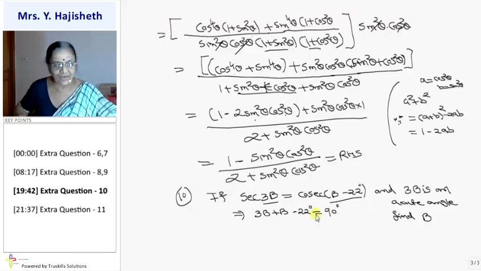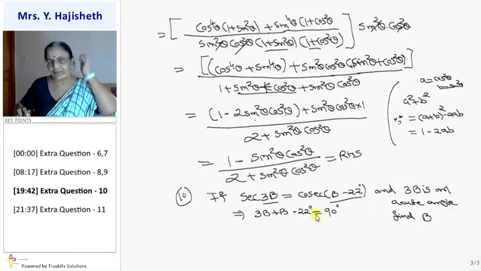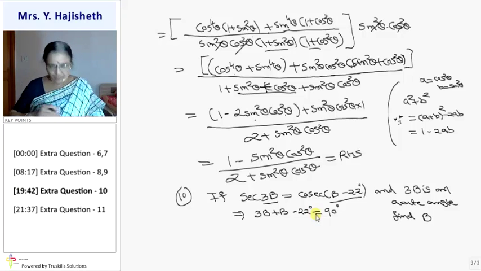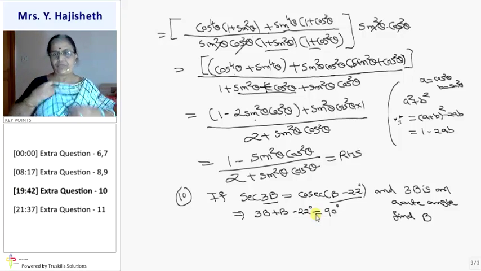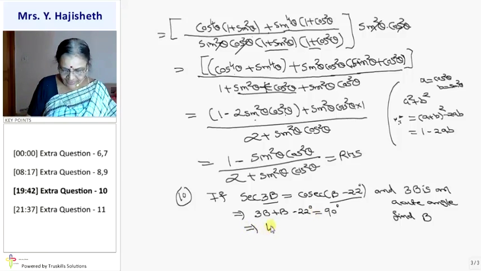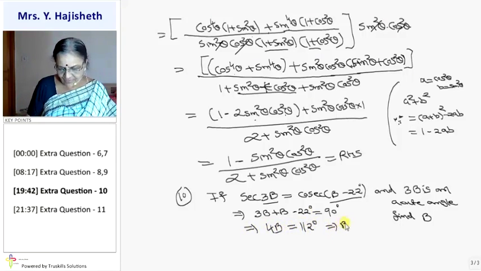Sec and cosec will make a pair, tan and cot will make a pair, sin and cos will make a pair. Sec is equal to cosec means both angles are complementary. Sum of both angles is 90. So my 4 beta will be 90 plus 22, so 112. So my beta will be 112 degree upon 4.